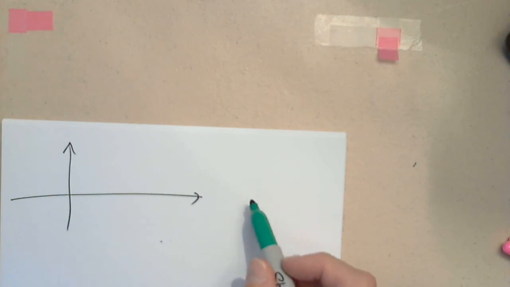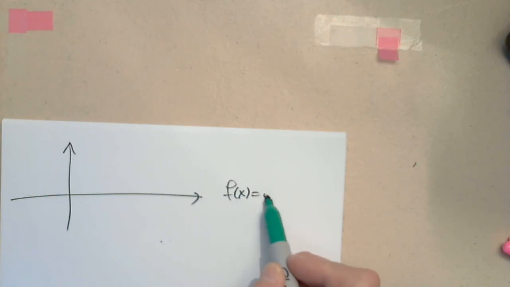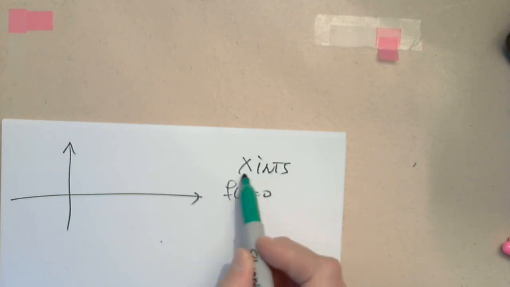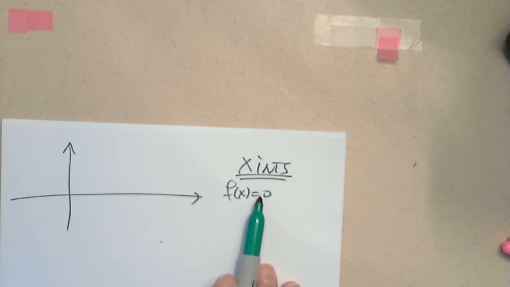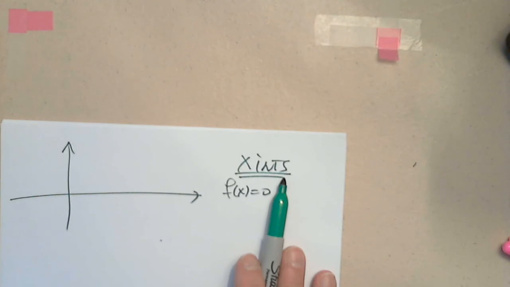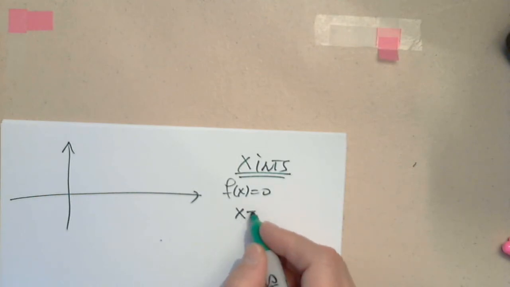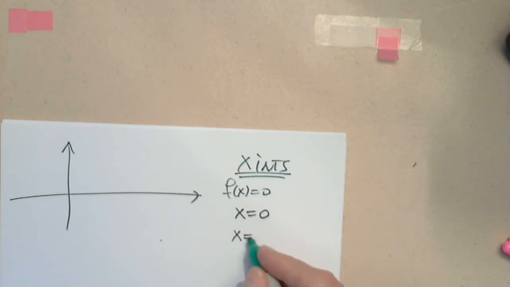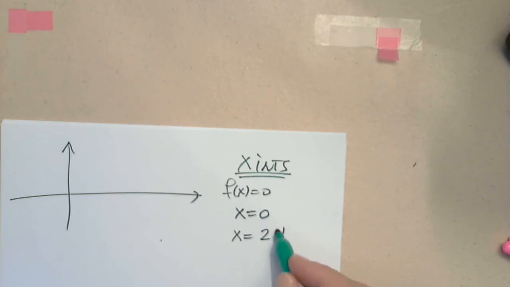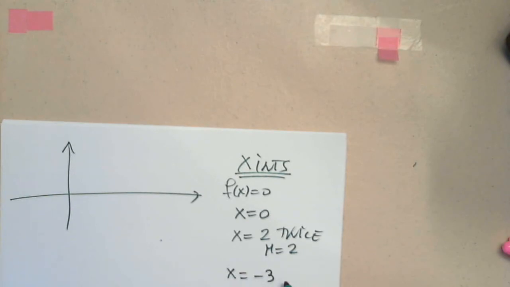Okay, so when I solve to find the x-intercepts, every time I solve f of x equals 0 to find the x-intercepts, I may get, let's say, x equals 0. I may get x equals 2 twice. Multiplicity 2. Let's say I get x equals negative 3 times.